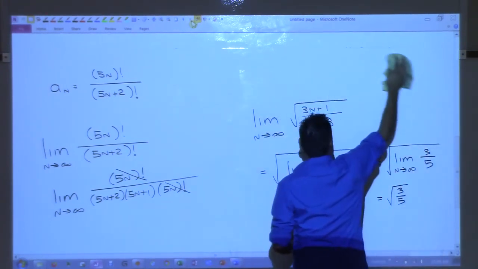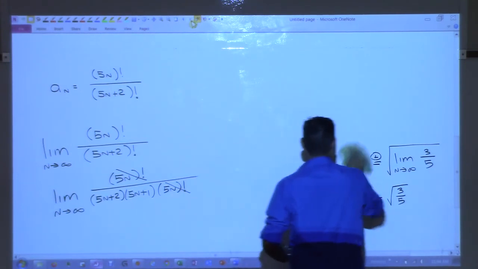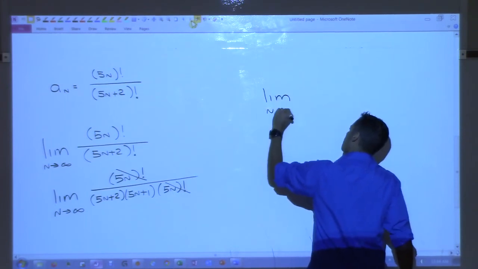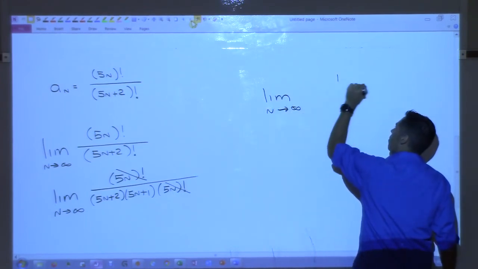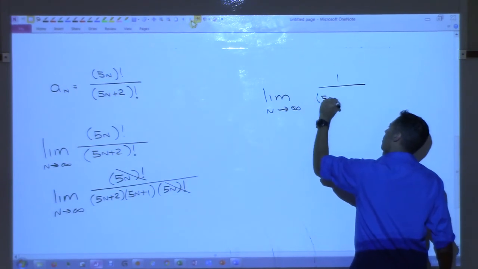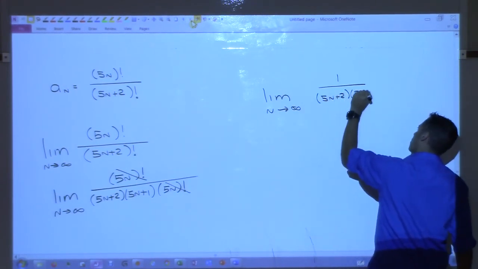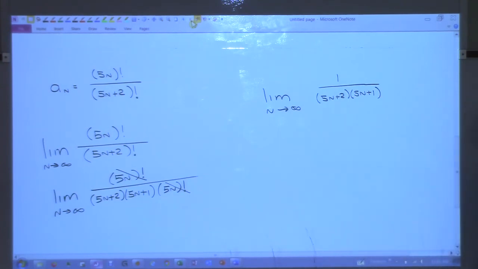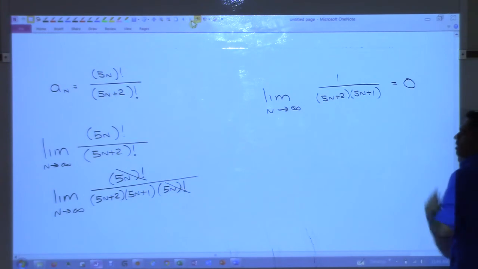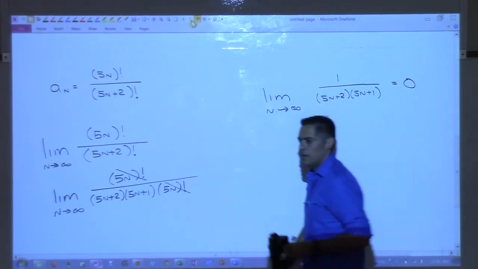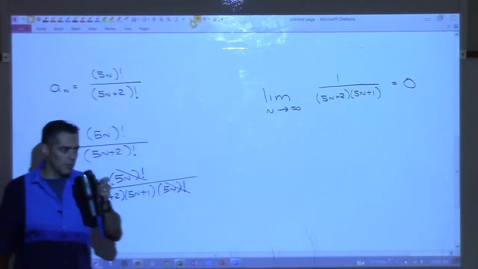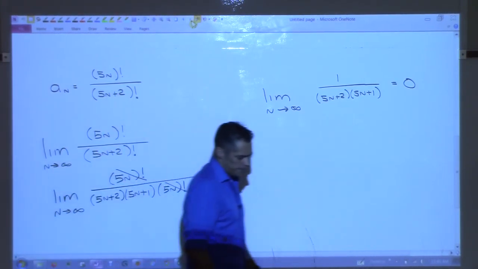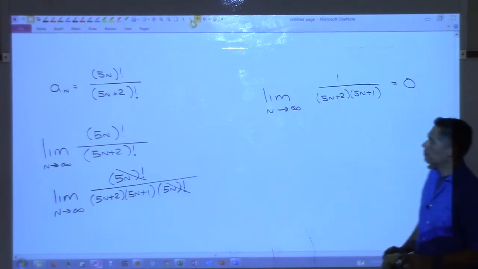And so what we're left with here is the limit as n goes to infinity of 1 over 5n plus 2 times 5n plus 1. And is that obvious? That goes to 0. Bottom gets huge, numerator stays at 1, that's going to go to 0. I'd like to do 2 more, and then we'll move on.